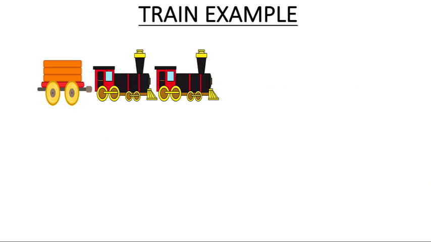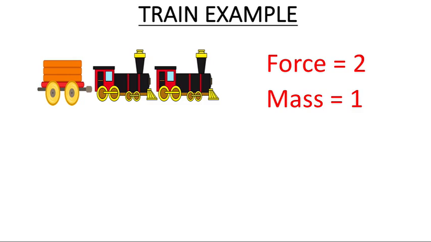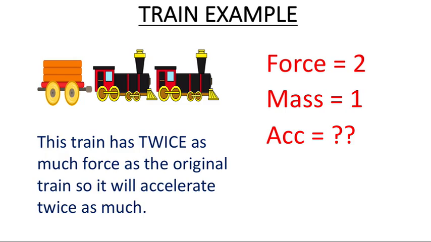If you look at the next train, it has 2 force cars and only 1 mass car. Our job is to try and predict what the acceleration of this train will be by comparing it to the first train. It's pretty easy to see that this train has twice as much force as the original train. And so based on what we've learned today, we expect it to accelerate twice as much. That means we need to take 12 and multiply by 2, which gives us our new predicted acceleration, 24.